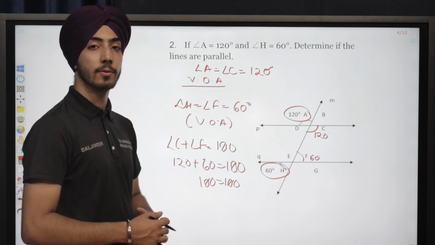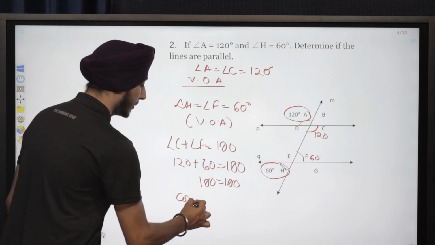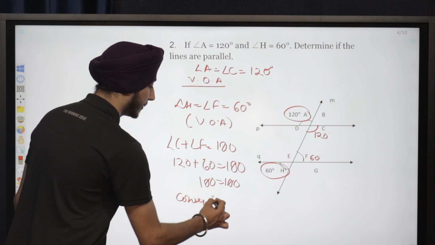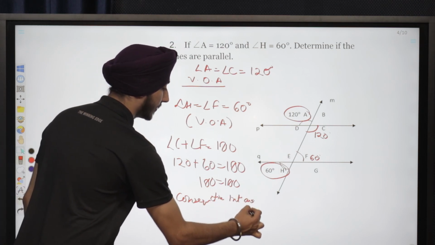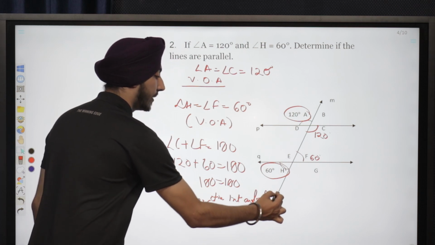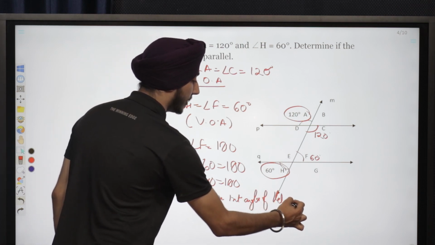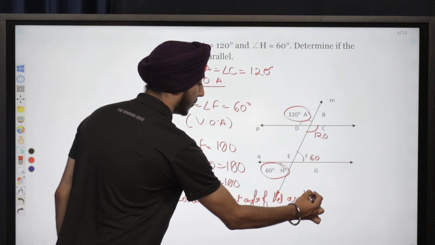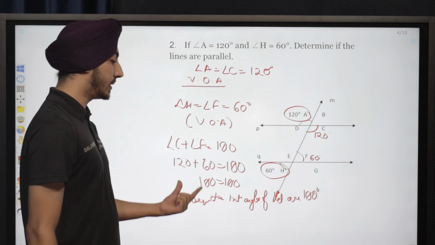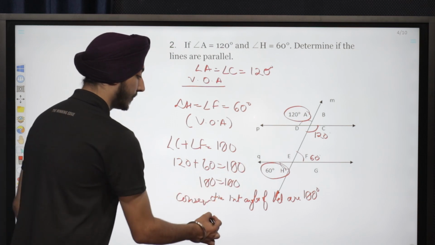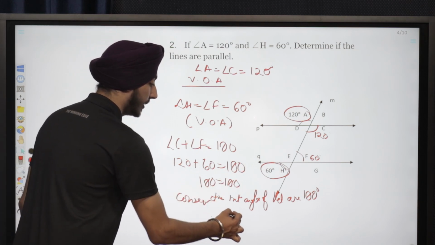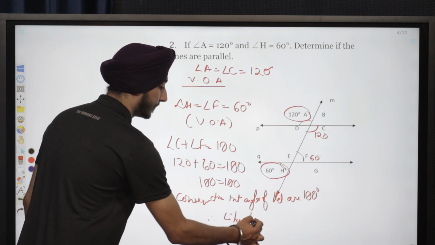So what will be the reasoning you'll write down? You'll write down consecutive interior angles of parallel lines are 180 degrees. Okay? And then you write, since angle C plus angle F equals 180 degrees, therefore line P and Q are parallel.